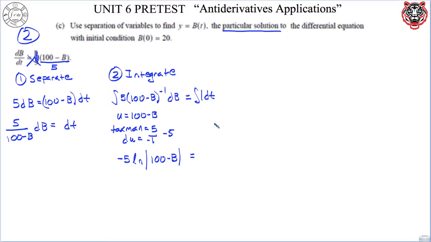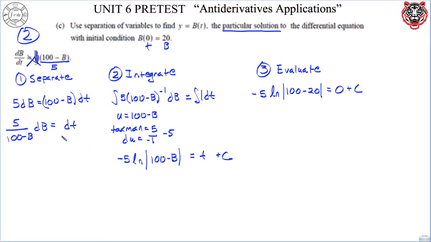And that's going to be equal to the integral of 1 dt. Any constant just goes up to whatever variable that is on the right. So in this case, it's going to be a t. And don't forget your constant of integration, your plus c. All right. And that's all we have to do for integration. And then step 3 is to evaluate. Evaluate just means I'm plugging in my t and my B in this case. So when I do that, I have -5 natural logarithm absolute value of 100 minus, and then B is going to be 20, and that's going to be equal to 0 plus c.